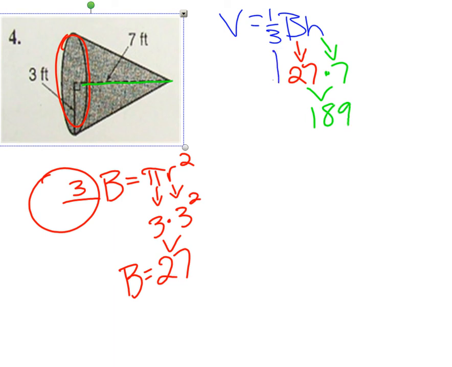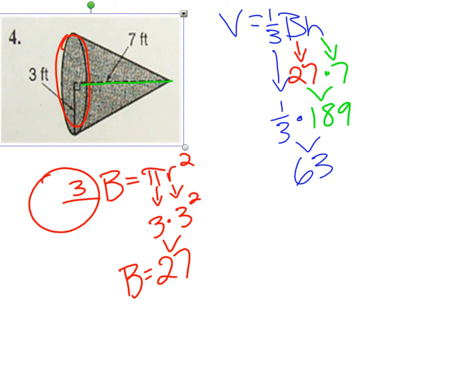And then we just need 1/3 of 189, which is 63. Another way you could do this, which might be easier for a lot of people: what's 1/3 of 27? 9. What's 9 times 7?